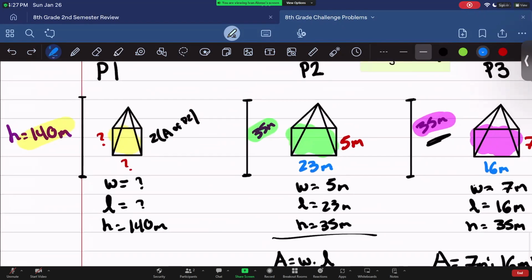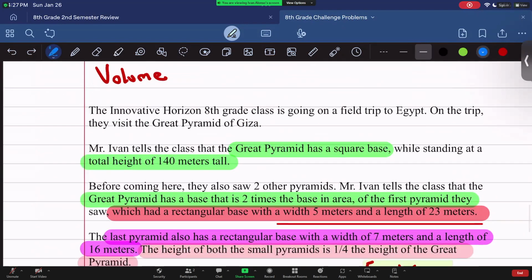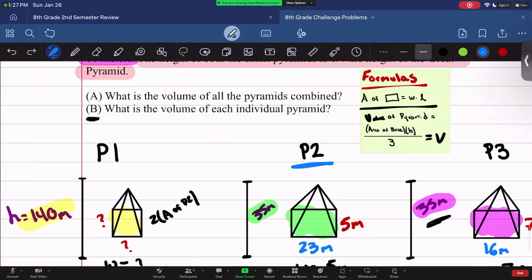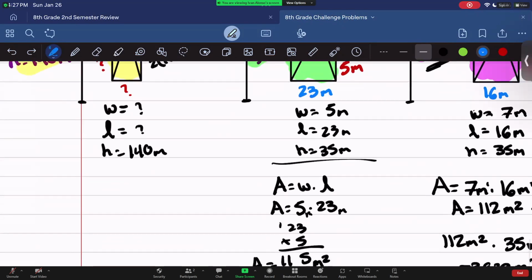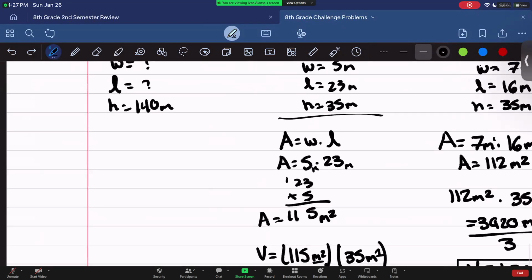So we were told on the Great Pyramid that the base is 2 times the area of this pyramid's base, because this is technically the first pyramid we saw. The question specifically noted that. Now, if you can, pause the video and see if you can figure this out yourself. It's a bit of critical thinking required.